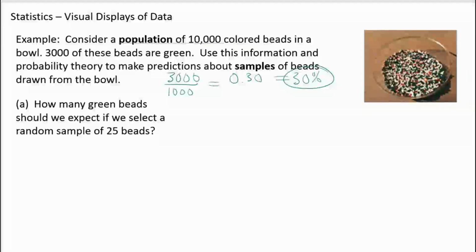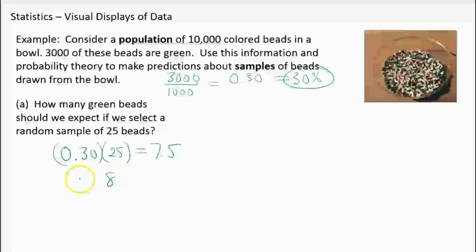That's the way they set this up for us. Now, if we were to draw out 25, then we would expect that 30% of those beads be green. So how do we calculate that? Well, we take our 30%, which in decimal form is 0.30, multiply that by 25, and that gives us 7.5. Now, you can't have 7.5 beads, so my guess would be, say, 7 or 8 beads.